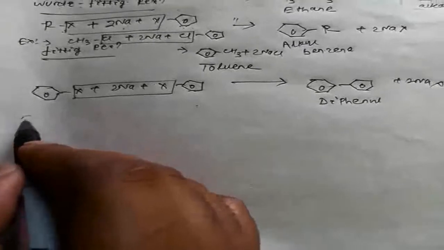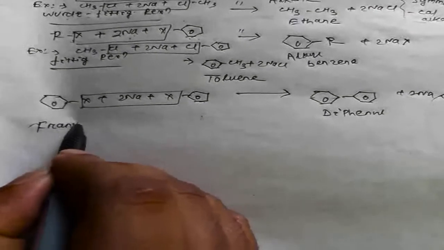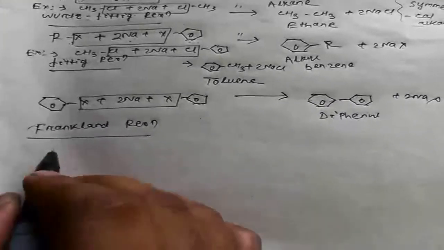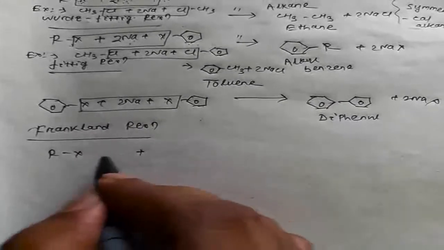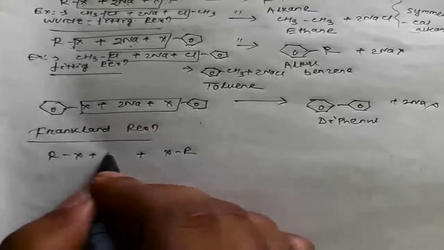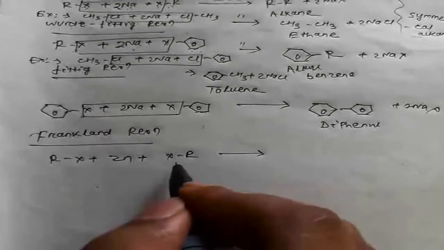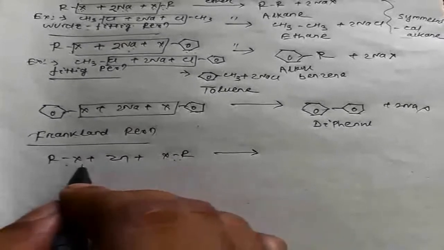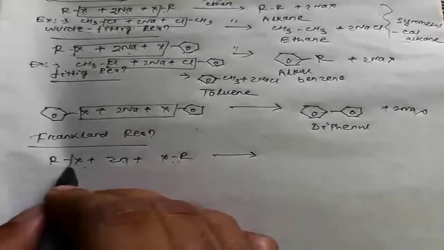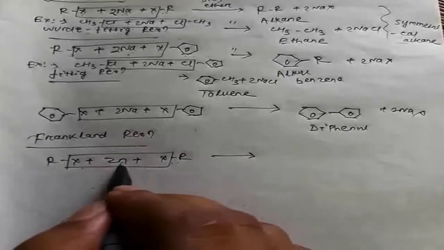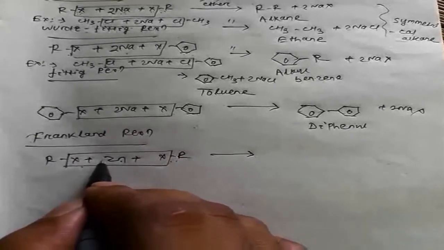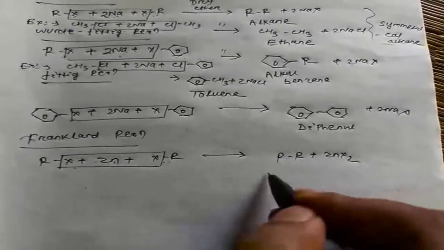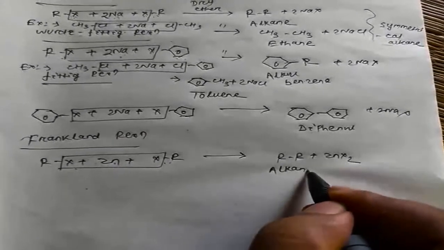Then come to the Frankland reaction. Frankland reaction is 2 molecules of alkyl halide reacting with zinc metal. In Wurtz reaction, 2 molecules of alkyl halide react with sodium metal, but in Frankland reaction, 2 molecules of alkyl halide react with zinc metal. So zinc valence is 2, so 2 is not multiplied here, that is R-R plus ZnX2, that is alkane.